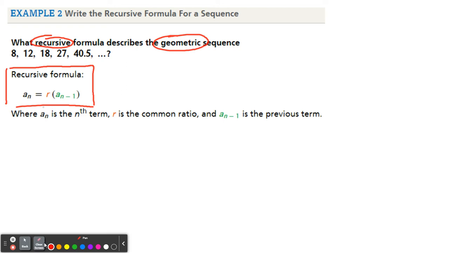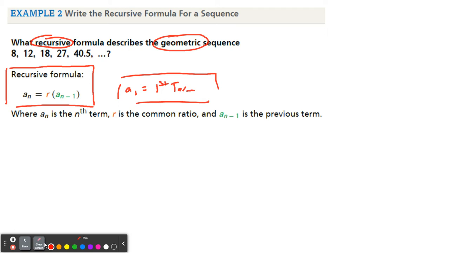Right? So this is where we take that common ratio and multiply it by the previous term, a sub n minus 1, and that gives us the next term, a sub n. Remember also, they usually want you to identify the first term. So remember, a sub 1 is the first term. So make sure we also include that.